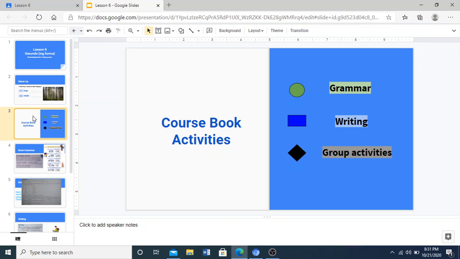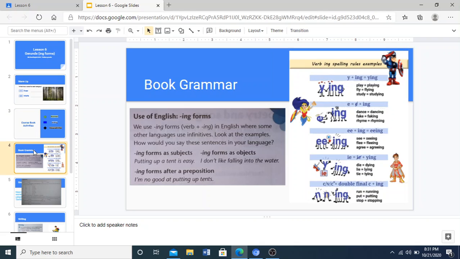Today we shall be treating stuff in our course book activities, and what we'll be doing today includes some work on grammar, some work on writing, and of course group activities. So let's dive right into the grammar work. So remember, today I said we are doing what? We are learning about gerunds, and I've told you that gerunds are the ing form of verbs. So let's just read and see.